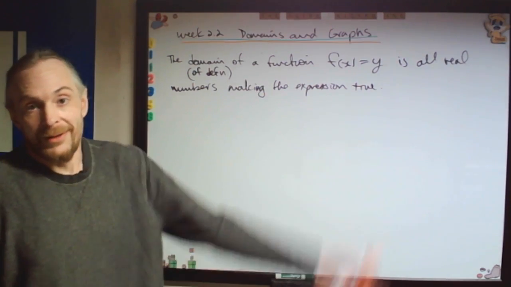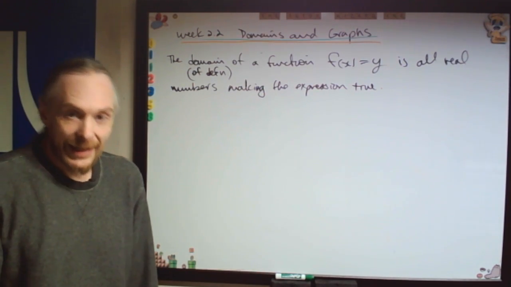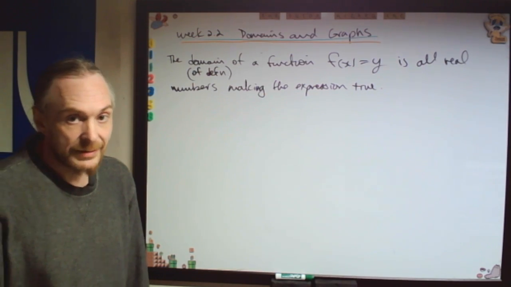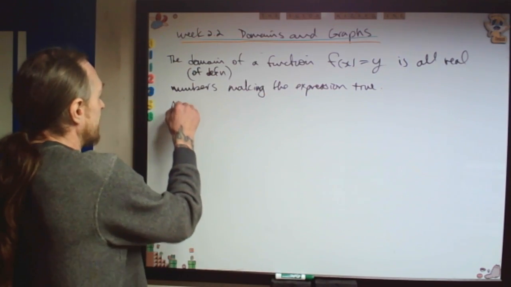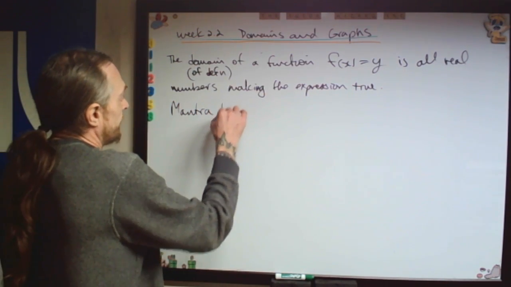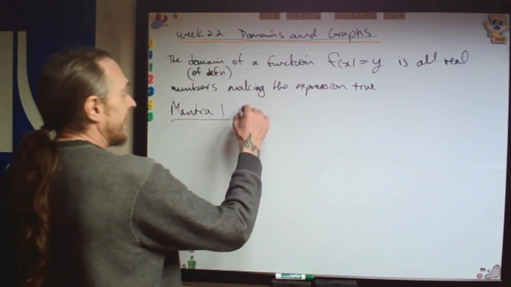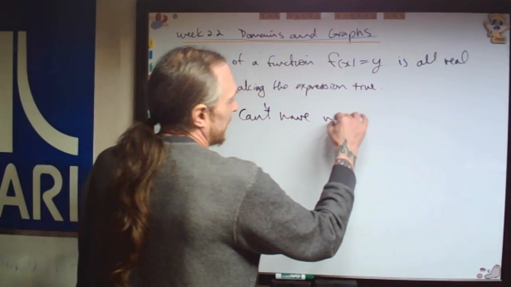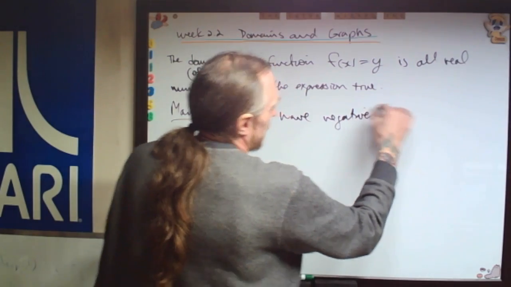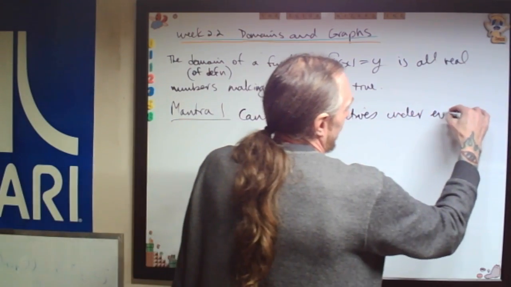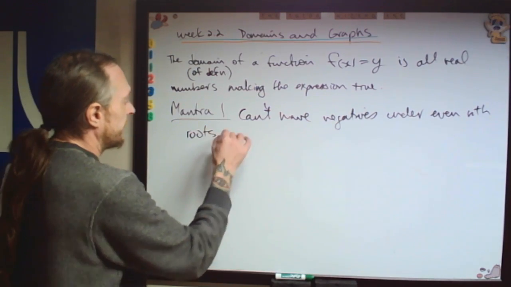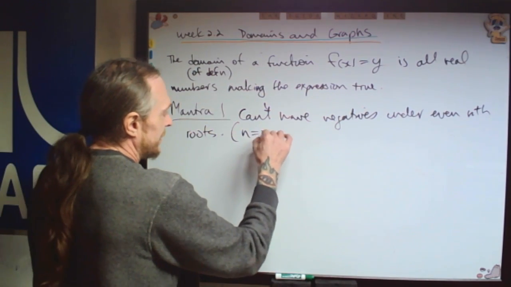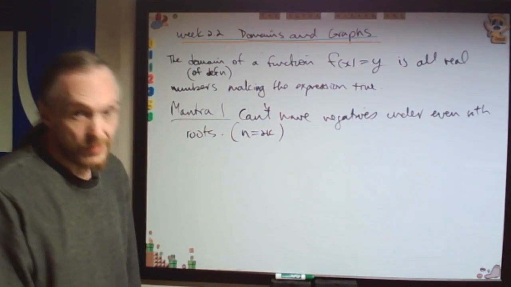But that's not really how we find the domain. We find the domain by excluding the values which don't make sense. What are the two mantras for domains? Mantra 1 for domains is we can't have negatives under even nth roots. Even meaning n is 2k, divisible by 2.